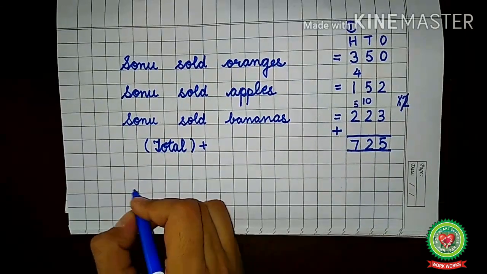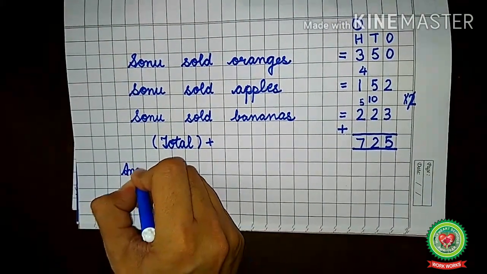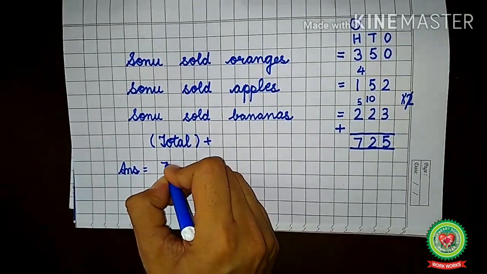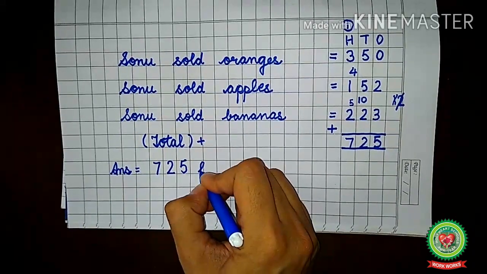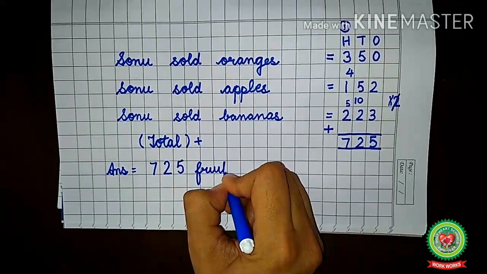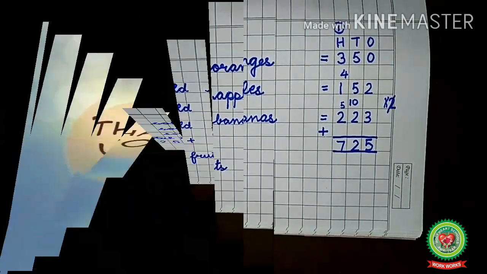How many fruits? So you will again leave one line here and write down answer is equal to 725 fruits. Sonu sold how many fruits? 725 fruits. I hope I am clear.